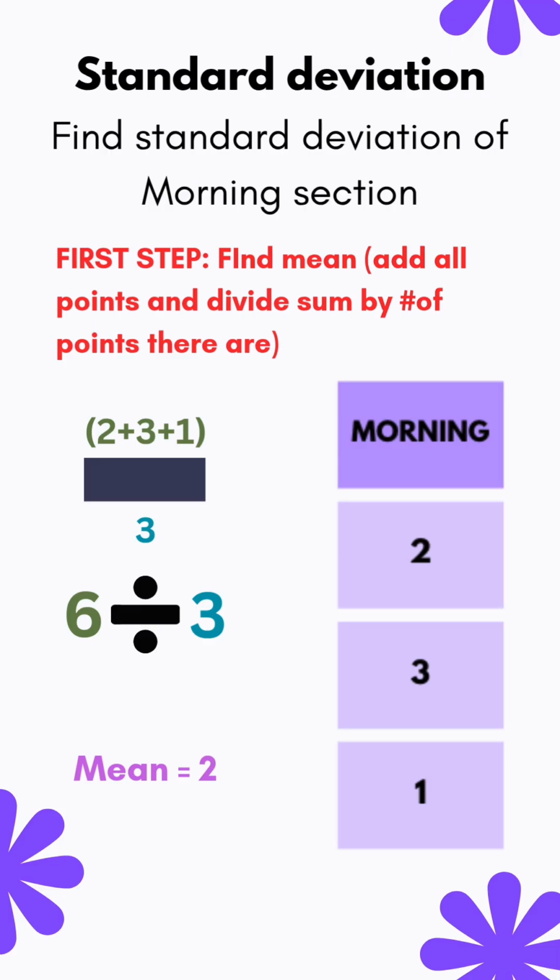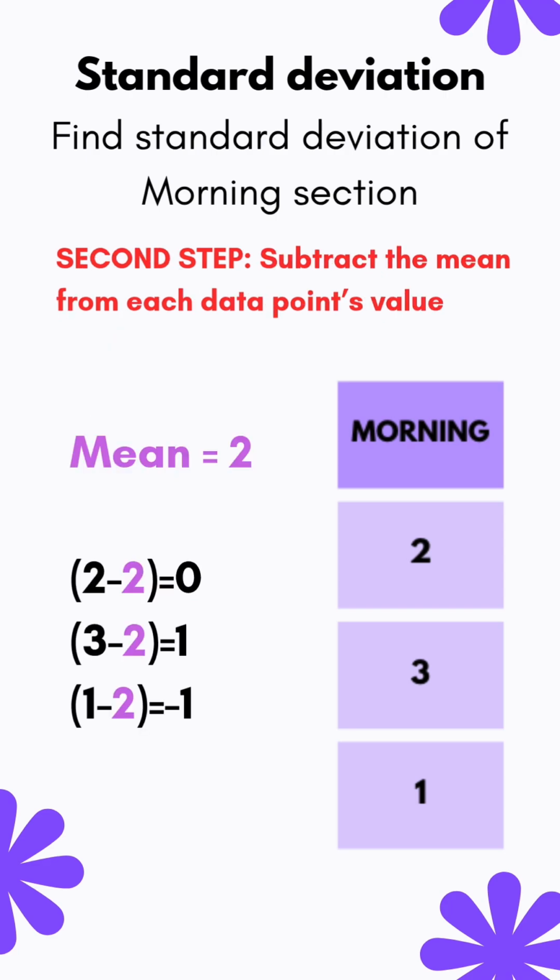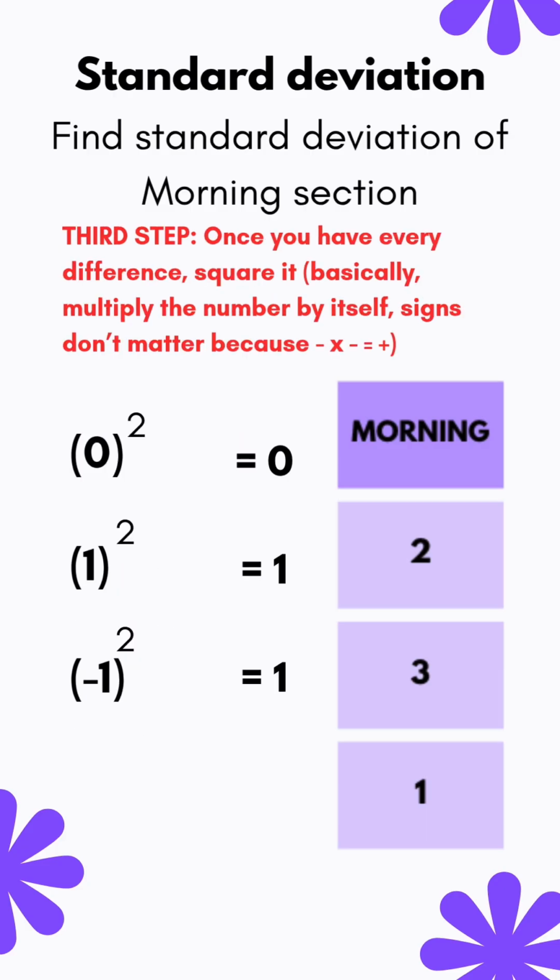Next, we're going to do subtraction. It's each data point's value minus the mean. So we're going to do 2 minus 2, 3 minus 2, and 1 minus 2. You gotta do this for each point, y'all. We got 0, 1, and -1. So save the numbers for step 3 because in step 3, we're going to square each of the differences we got in step 2. So 0 squared is 0, 1 squared is 1, and negative 1 squared is 1 as well. So save these 3 numbers.